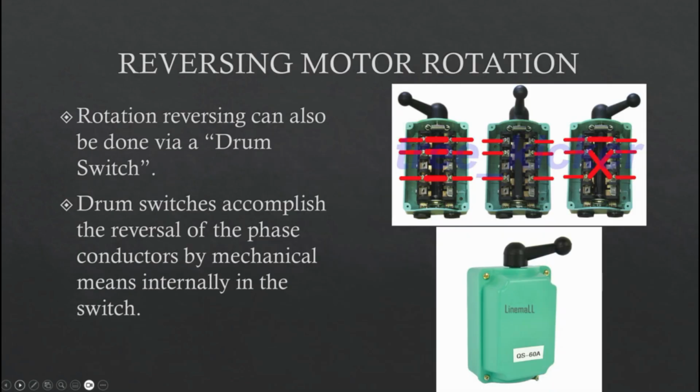Rotation reversing can also be done via a drum switch, which basically is a device, as you see in the graphic here, that is showing poles that are being switched inside of that switch to reverse those phases like we showed you earlier to create that opposite direction. Drum switches accomplish the reversal of the phase conductors by mechanical means internally in the switch.